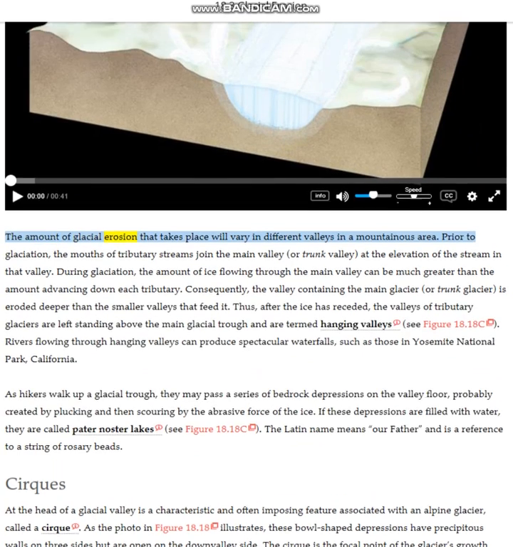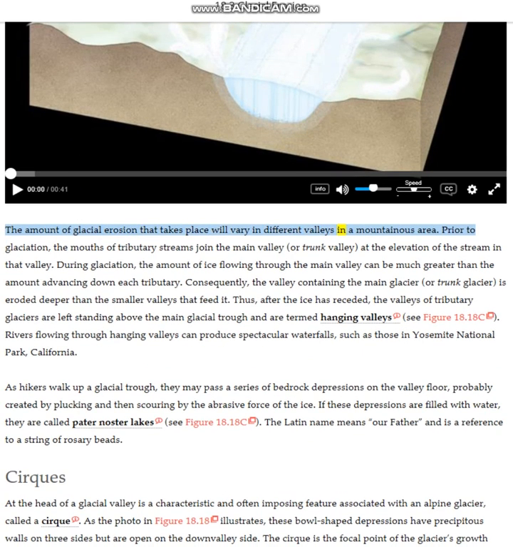The amount of glacial erosion that takes place will vary in different valleys in a mountainous area. Prior to glaciation, the mouths of tributary streams join the main valley, or trunk valley, at the elevation of the stream in that valley. During glaciation, the amount of ice flowing through the main valley can be much greater than the amount advancing down each tributary. Consequently, the valley containing the main glacier, or trunk glacier, is eroded deeper than the smaller valleys that feed it.